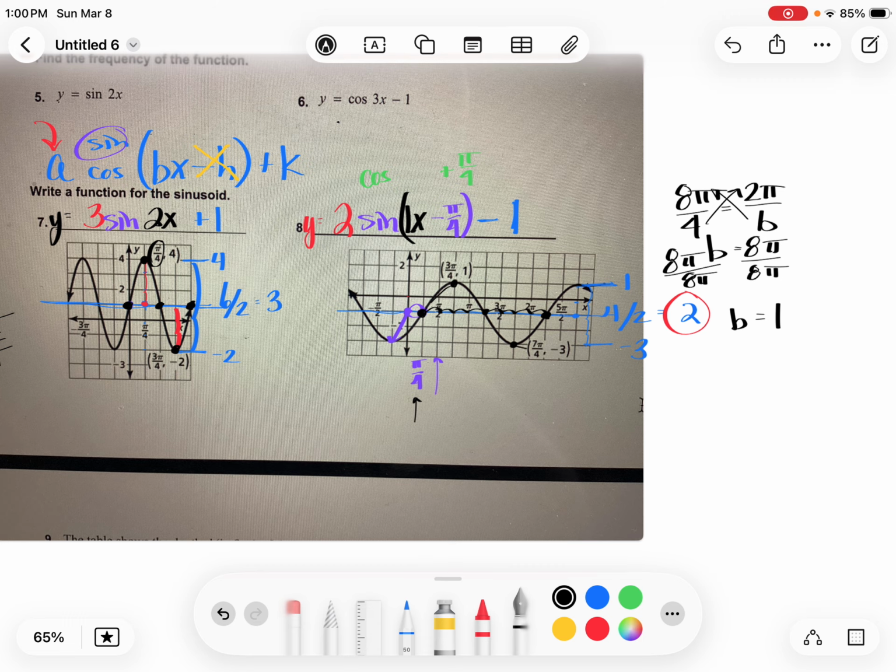All right. Moving right along. I do not have a graphing calculator on me, so sorry about that.